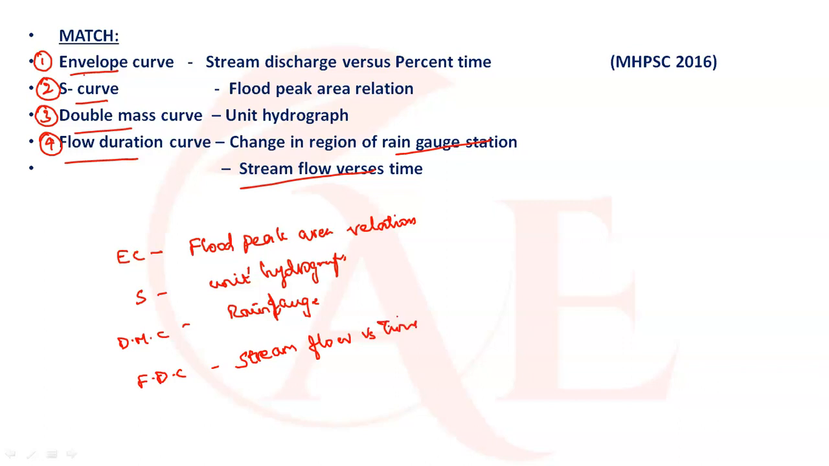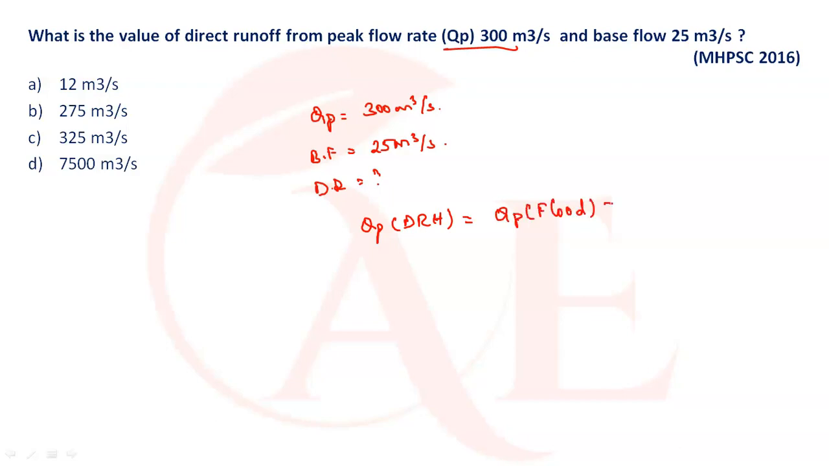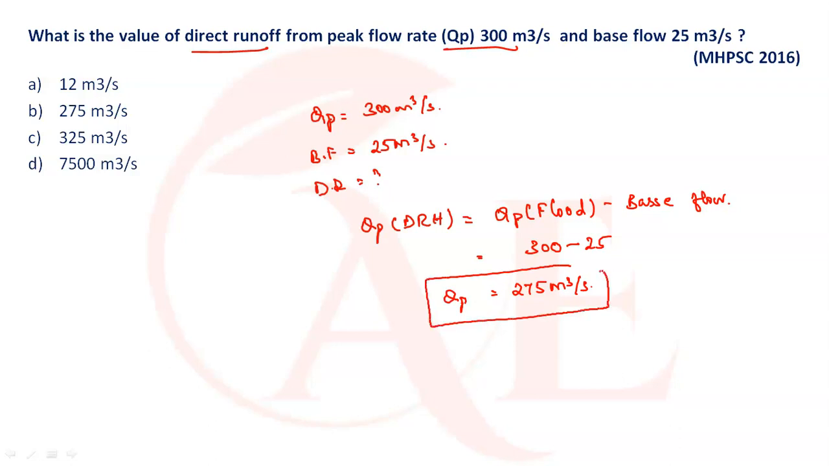Next question. What is the value of direct runoff from peak flow rate QP? Here the peak flow is given as 300 meter cube per second and the base flow is given as 25 meter cube per second. We want to find the direct runoff. The direct runoff hydrograph peak equals Q peak of flood minus base flow. So 300 minus the base flow of 25 gives 275 meter cube per second. So option B is the correct answer.